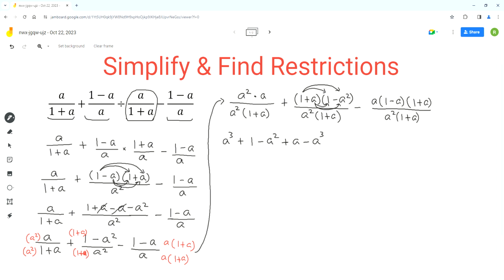Now for the third fraction, minus a, we can distribute the terms using the FOIL method. So we get 1 times 1, which is 1, 1 times a is plus a, minus a times 1 is minus a, and then negative a times positive a is negative a squared, over the common denominator a squared times 1 plus a.